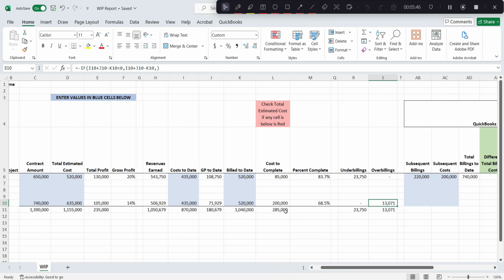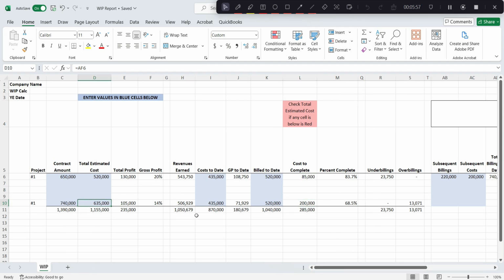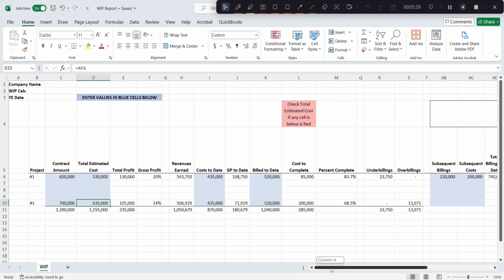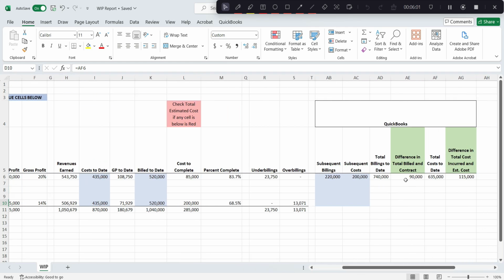One thing I forgot to mention as well is this cost to complete amount. We had 85,000, big difference between 85,000 and 200,000. That's again because we changed these estimates to reflect the actual activity on this job, and we wouldn't have known that unless we looked at the subsequent activity.